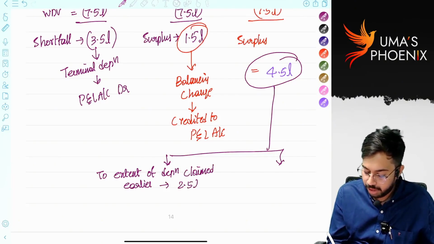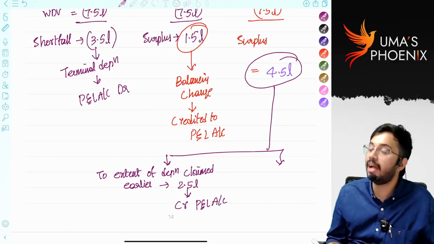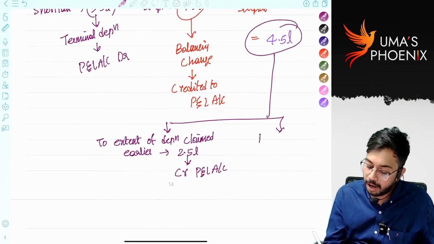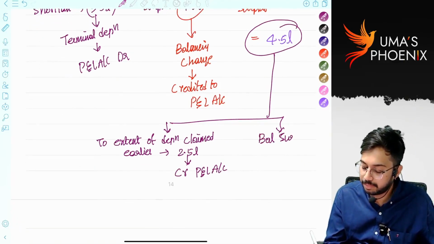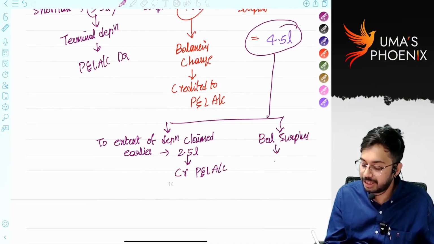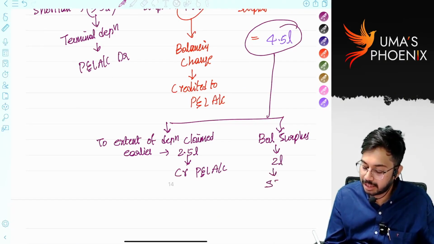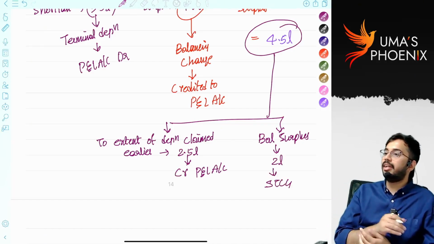2.5 lakhs will be credited to the P&L account under the PGBP head. How much is the balance profit? Balance surplus? Balance surplus is 2 lakhs. That will be considered as short-term capital gain. Is it clear?